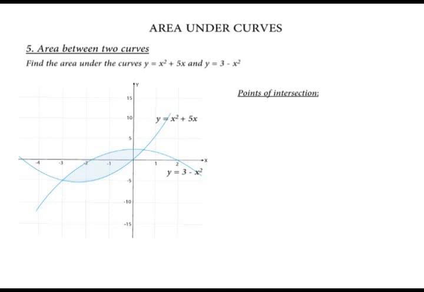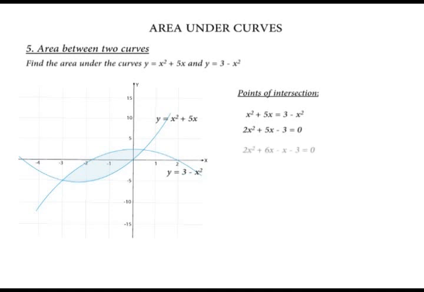This is simple. The points of intersection occur where the two curves are equal. So we equate the two functions. x squared plus 5x is equal to 3 minus x squared. Solving that, we get 2x squared plus 5x minus 3 is equal to 0. We solve the quadratic equation. Two numbers, when we add we get 5, when we multiply we get minus 6. Those numbers are 6 and minus 1.